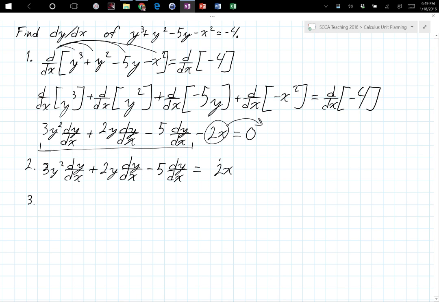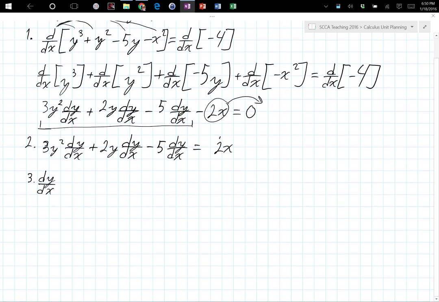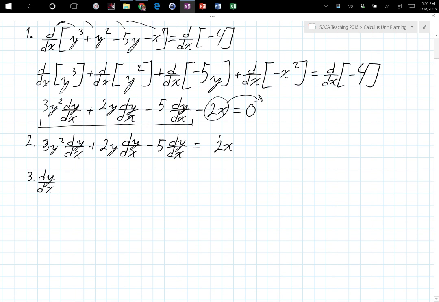Now my third step, I want to factor out all my dy dx's. And there I am trying to factor out my differential. I don't want to factor out my differential. I want to factor out my dy dx. Okay. So now I have dy dx times 3y squared plus 2y minus 5 equals positive 2x.